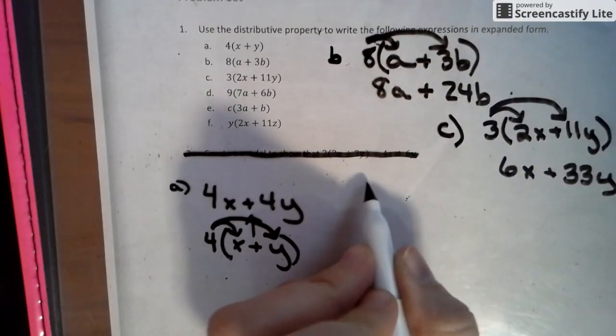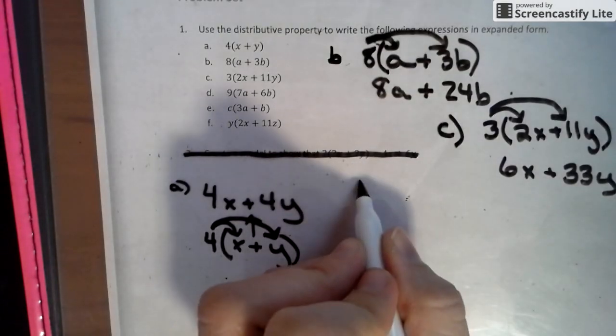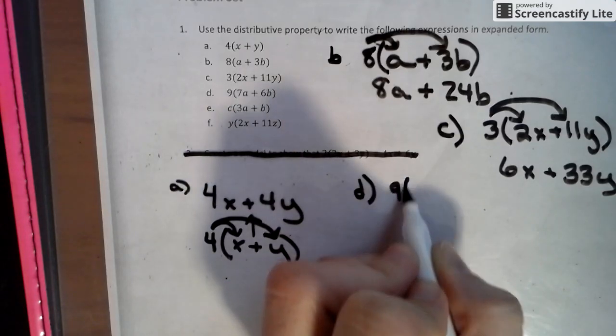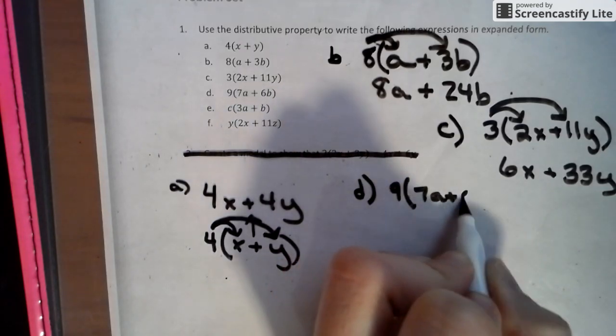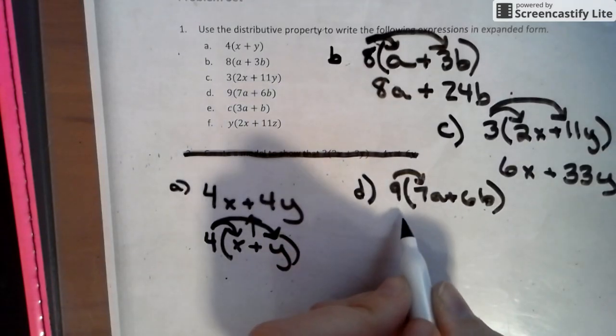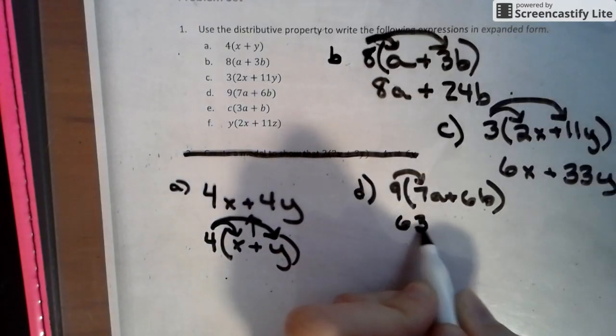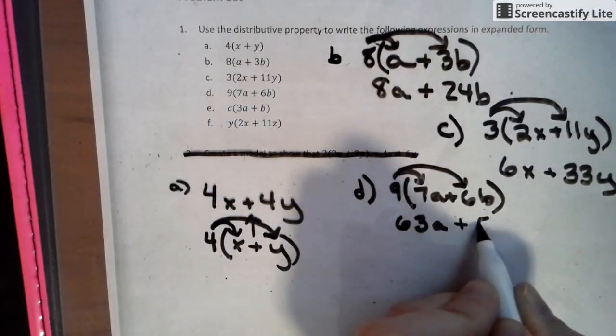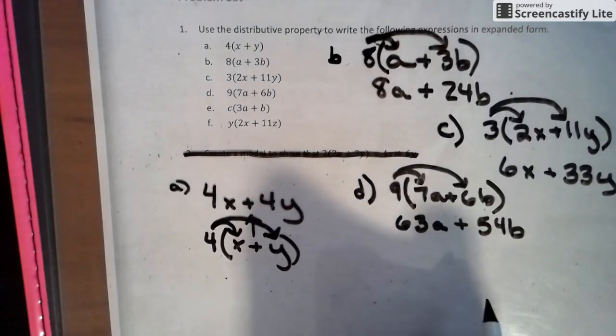All right, letter D. So on letter D, we have a 9. We have a 7a plus 6b. We're going to give the 9 to the 7, which is 63a. And then we're going to give the 9 to the 6 for 54b.